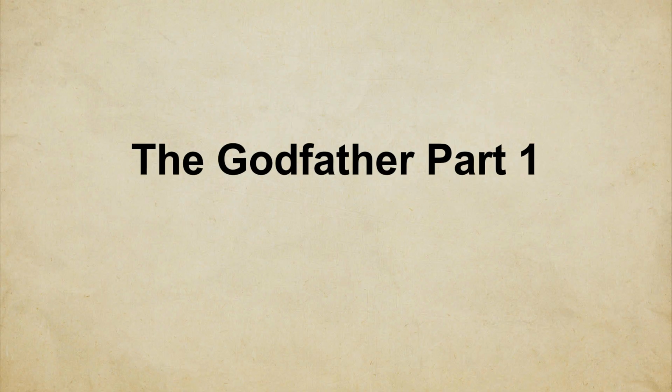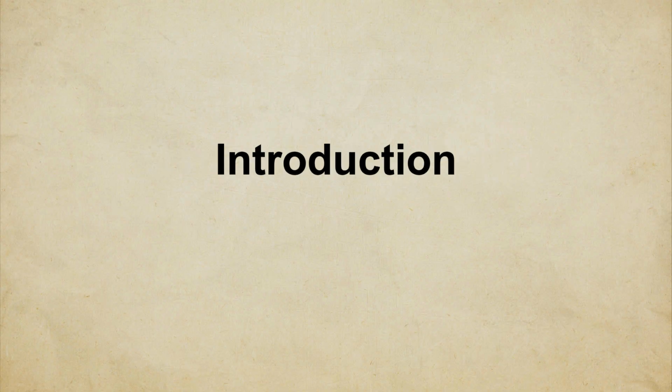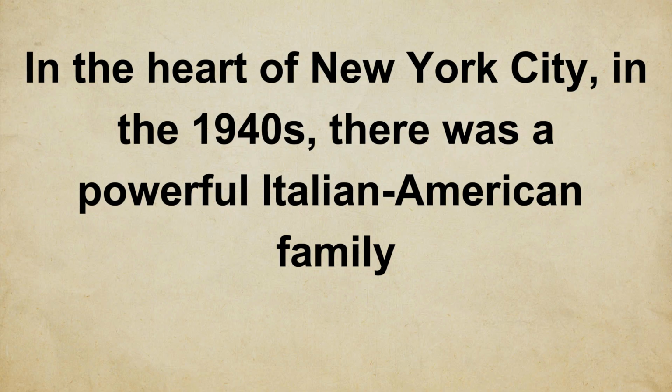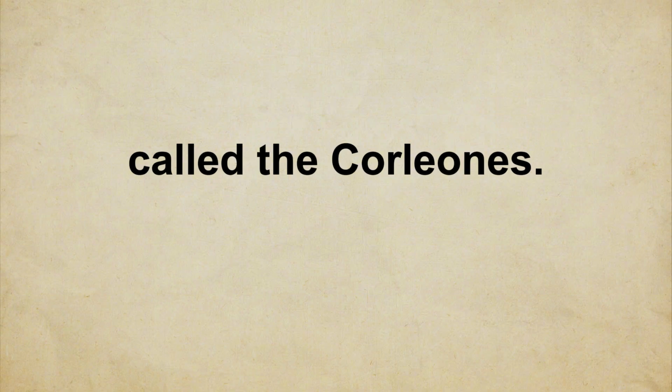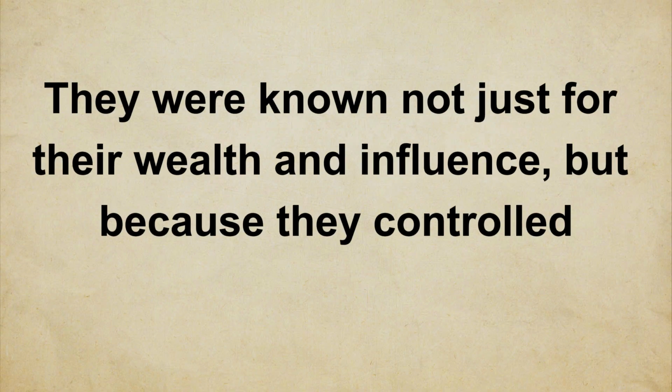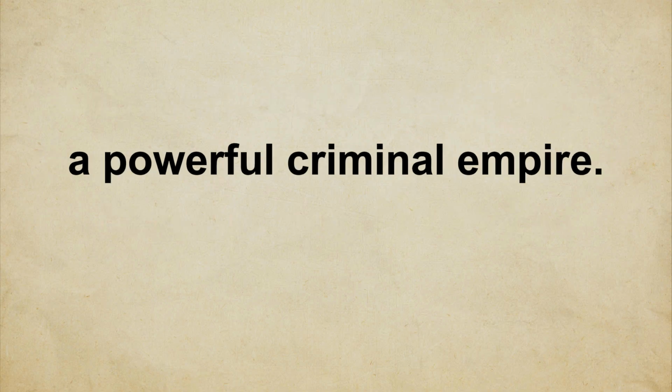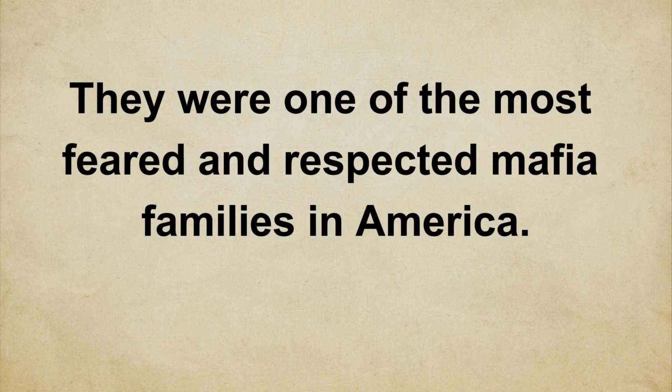The Godfather Part 1. Introduction. In the heart of New York City, in the 1940s, there was a powerful Italian-American family called the Corleones. They were known not just for their wealth and influence, but because they controlled a powerful criminal empire. They were one of the most feared and respected mafia families in America.